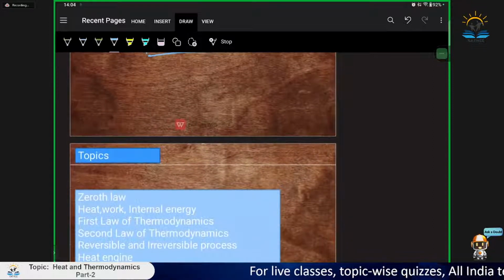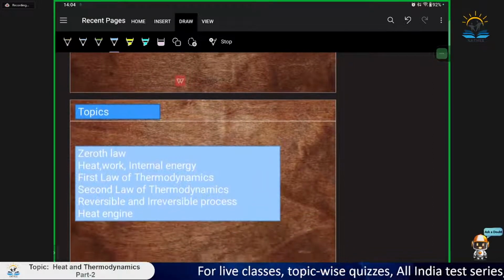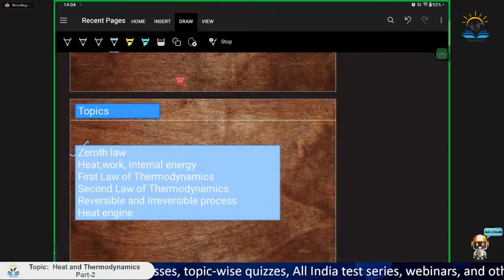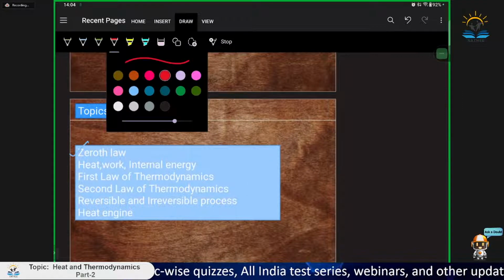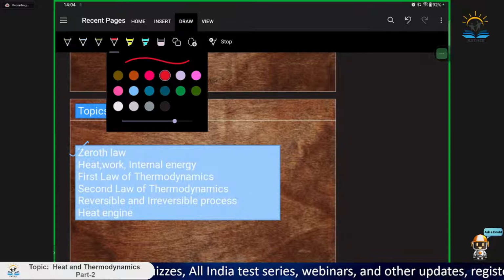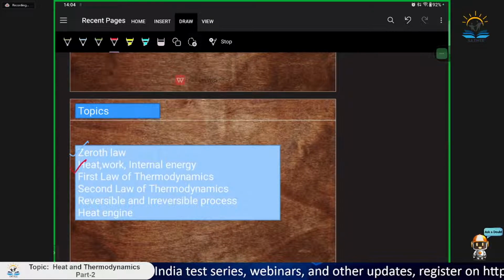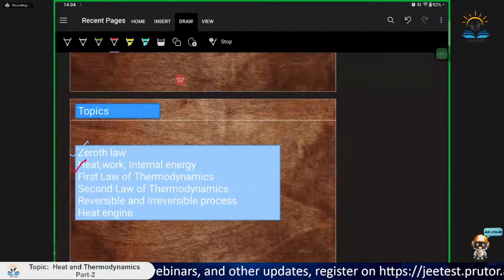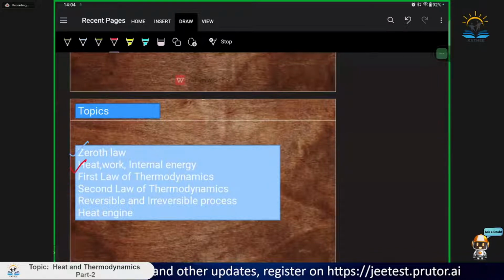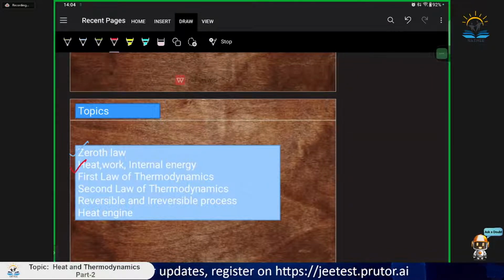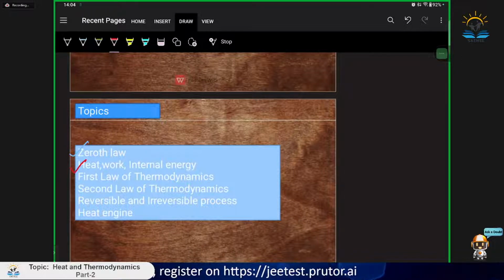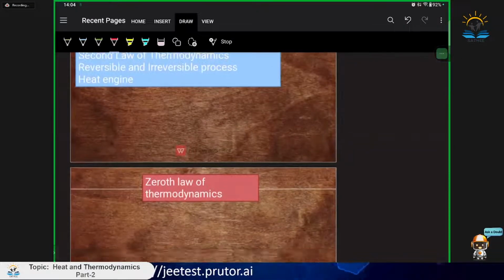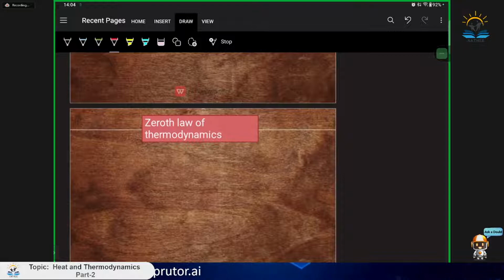We are planning to conduct today's session with these topics. First is the zeroth law of thermodynamics. Second is what is heat, work, internal energy, and so on. Next is the first law of thermodynamics, then the second law of thermodynamics. Then what are reversible and irreversible processes. After that, we will discuss the heat engine, then the refrigerator and Carnot engine. So we can begin the session with the zeroth law of thermodynamics.